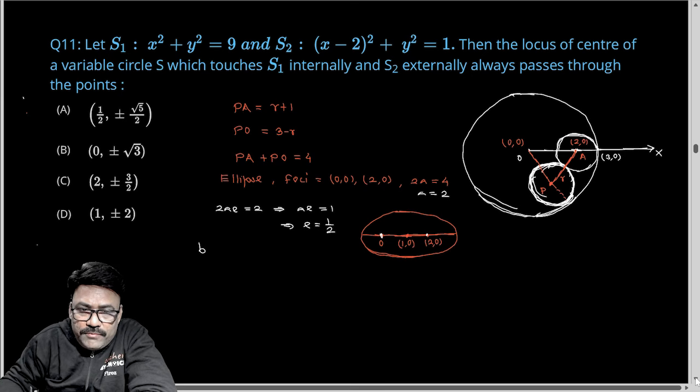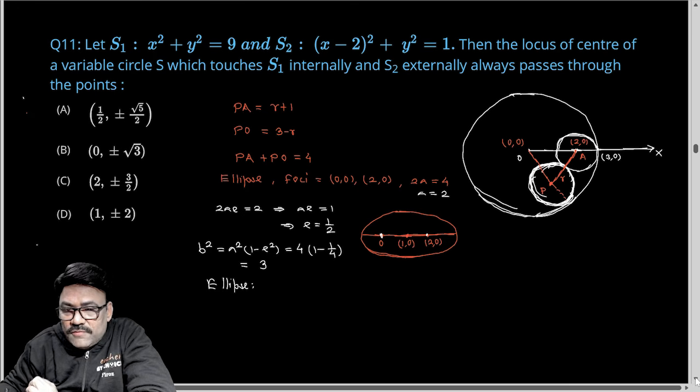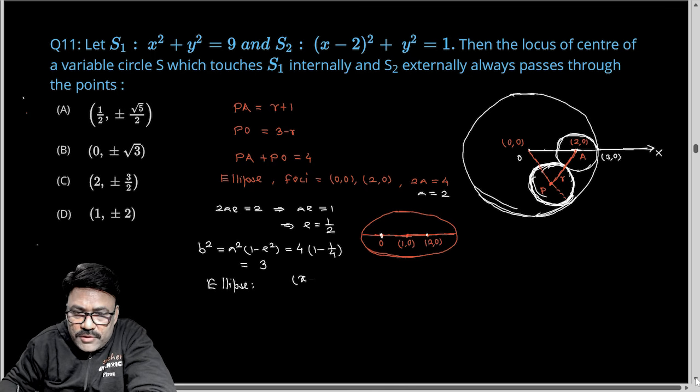Now you can find b. b square will be a square times (1 minus e square). So it is 4 times (1 minus 1 by 4), so it is 3. Hence your ellipse has center at (1, 0). It is a horizontal ellipse, a square is 4, b square is 3. So your ellipse is (x minus 1) whole square by 4 plus (y minus 0) whole square by 3 is equal to 1.